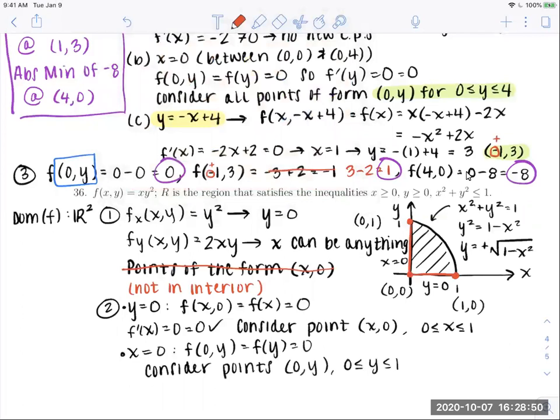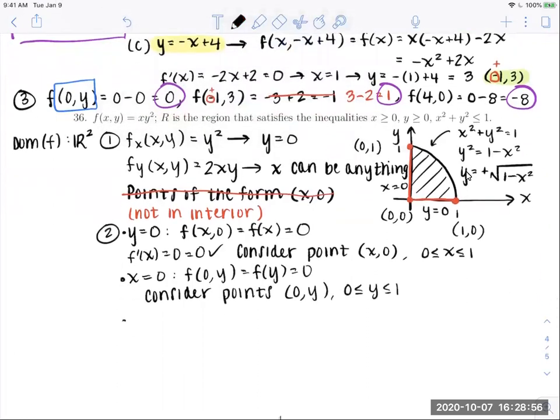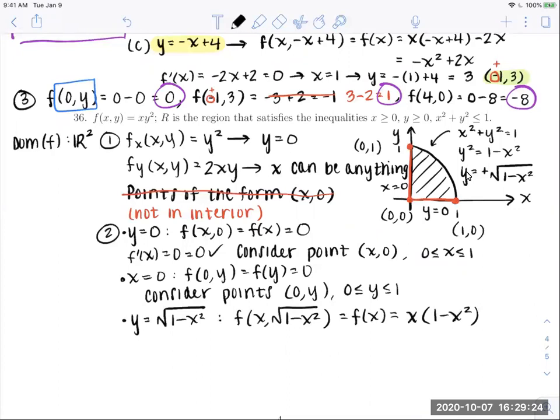All right, so the one that's going to be of interest is going to be the curved boundary line. So let's see what's happening along y equals the square root of 1 minus x squared. All right, so I want to plug this into my function. So this is the function f of x comma square root of 1 minus x squared. I'll just now refer to this as f of x. I want to square that y coordinate. So this is x times 1 minus x squared. I'm going to go ahead and distribute that so that I can take the derivative easily.